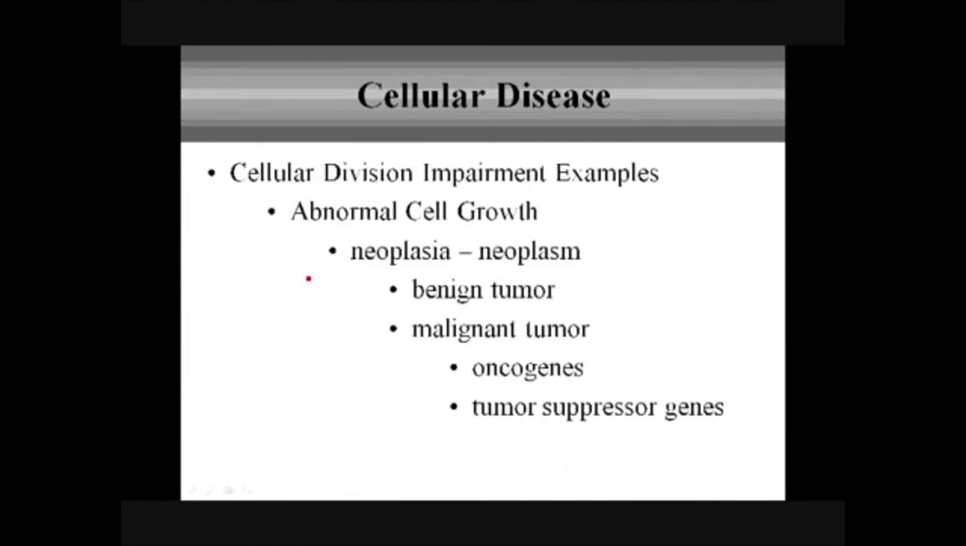Then some of our cellular division diseases, and I think that the easiest thing for us to really think about, obviously, is going to be cancer. All right, that's the first thing that's obviously going to come to mind. Abnormal cell growth. What we're talking about is cancer, or the potential for cancer.